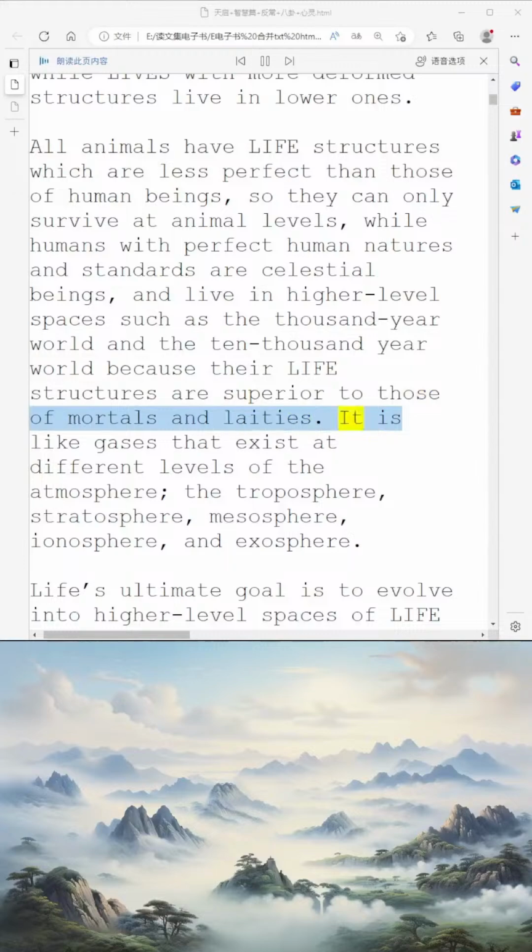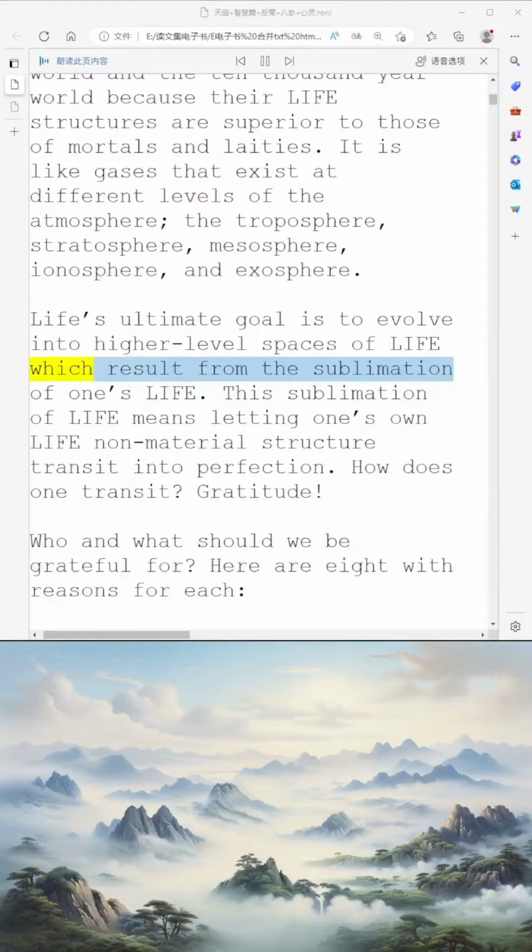It is like gases that exist at different levels of the atmosphere: the troposphere, stratosphere, mesosphere, ionosphere, and exosphere. Life's ultimate goal is to evolve into higher-level spaces of life which result from the sublimation of one's life. This sublimation of life means letting one's own life, non-material structure transit into perfection. How does one transit? Gratitude.